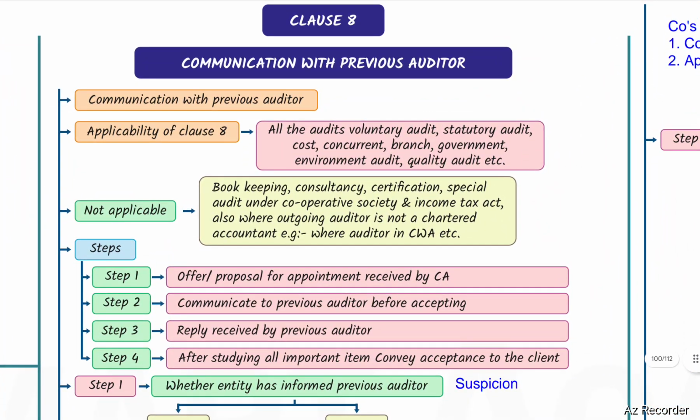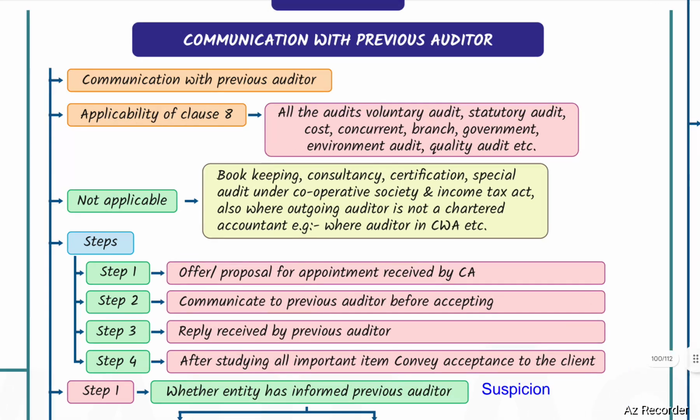Next, clause number 8, communication with previous auditor. Applicability of clause number 8: all the audits, voluntary audit, statutory audit, cost audit, concurrent audit, branch audit, government audit, environmental audit, quality audit. For all these audits, clause number 8 is applicable. It is not applicable to bookkeeping, consultancy, certification, special audit under the Cooperative Society Act and Income Tax Act, and also where the outgoing auditor is not a chartered accountant. Example, where the auditor is a cost accountant. In such a case, clause number 8 is not applicable.